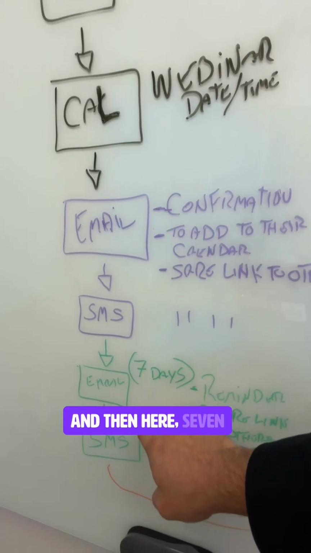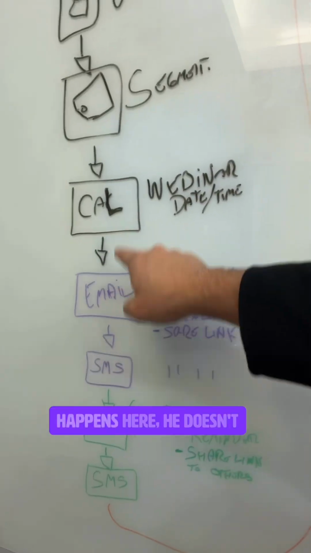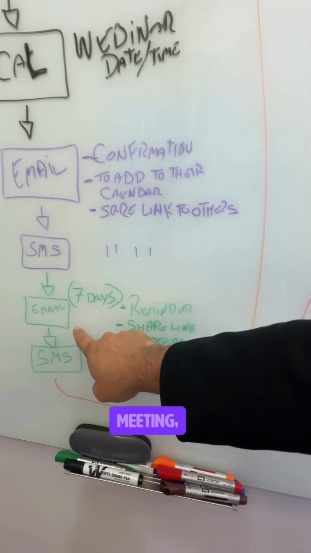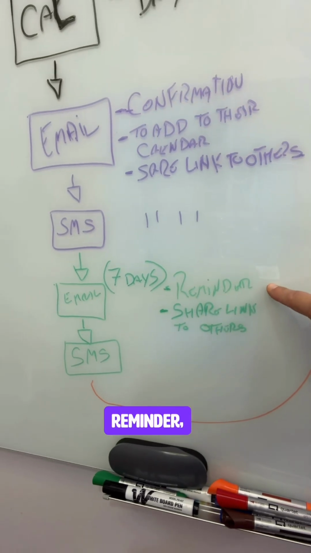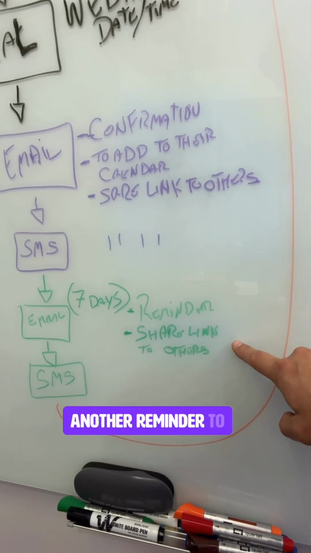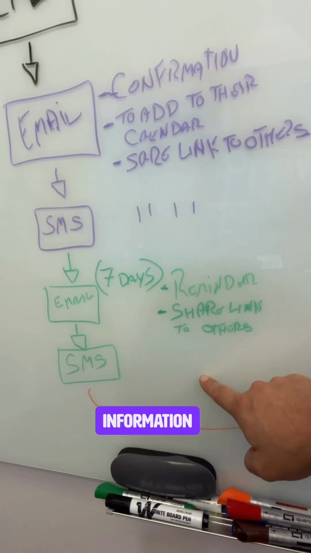And then here, 7 days before the meeting, whatever time it happens, it doesn't matter, we're going to send a reminder. The participants get a reminder, and then another reminder to share the links with others, and a text message with the same information.